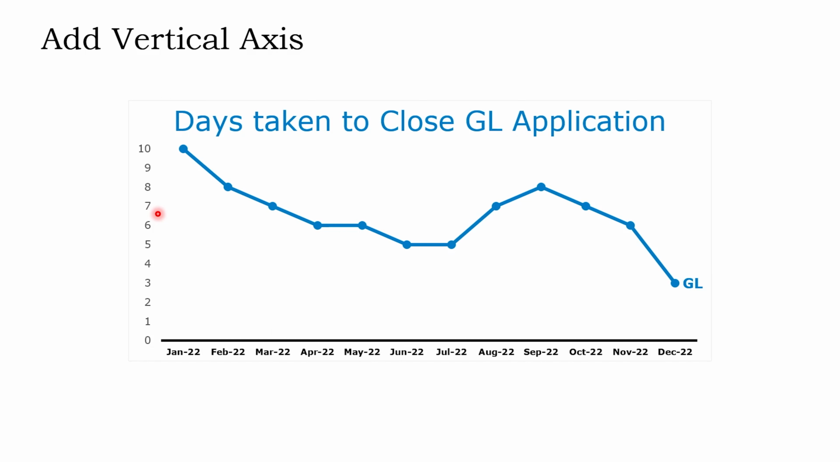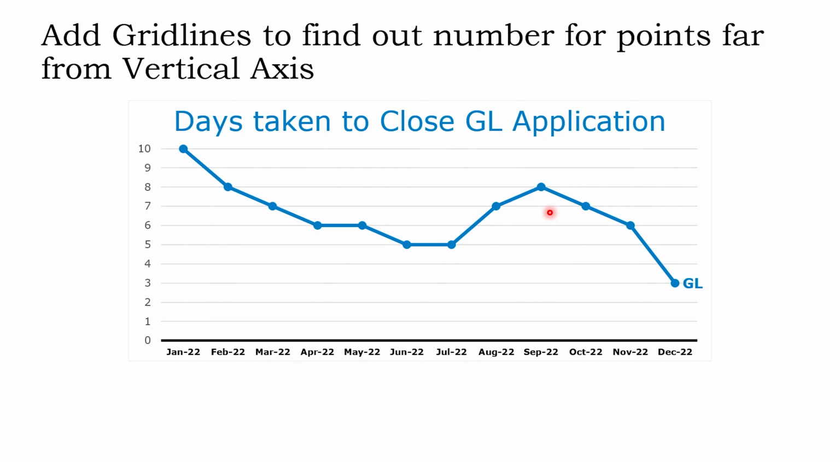The data points which are close to the vertical axis are easier to identify the data values. Just like here it is 6, but as we go far on the right side of the data points, it becomes difficult to identify what value it possesses. In this case, we can use grid lines.